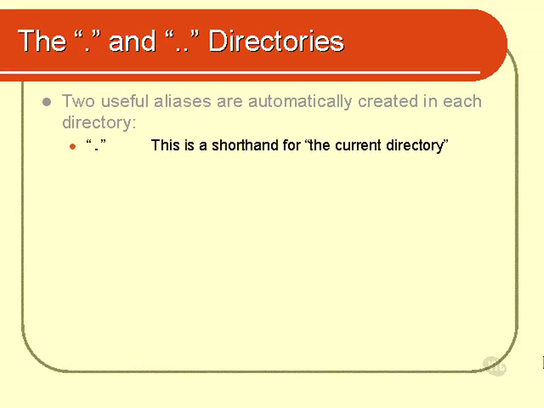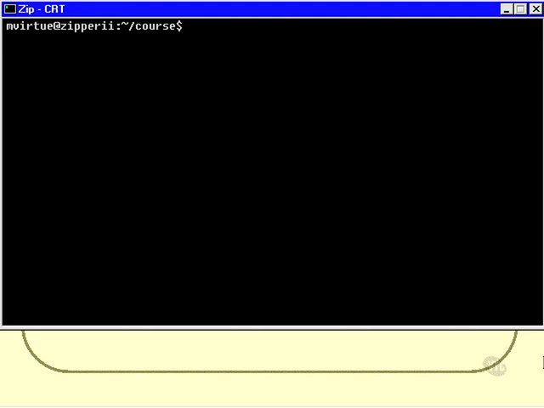Dot is a shorthand for the current directory. Why would we ever need a shorthand for the current directory? Well, let's find out. I'll show you an example where that's quite useful. You recall that a couple of modules ago I moved a whole bunch of files into the /temp directory. What would happen if we wanted to get them back? Simply move them from where they are at the moment in the /temp directory back into this directory.